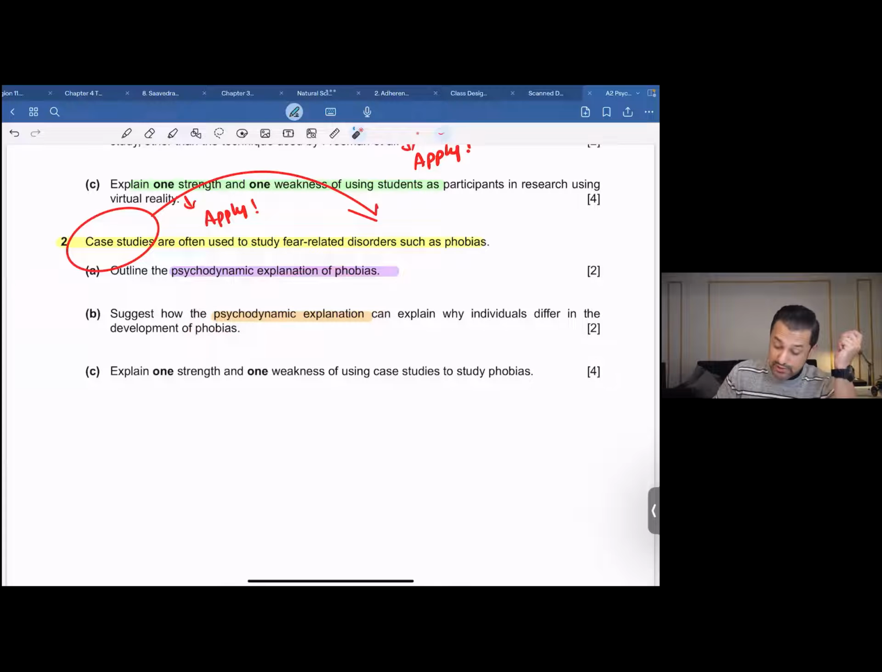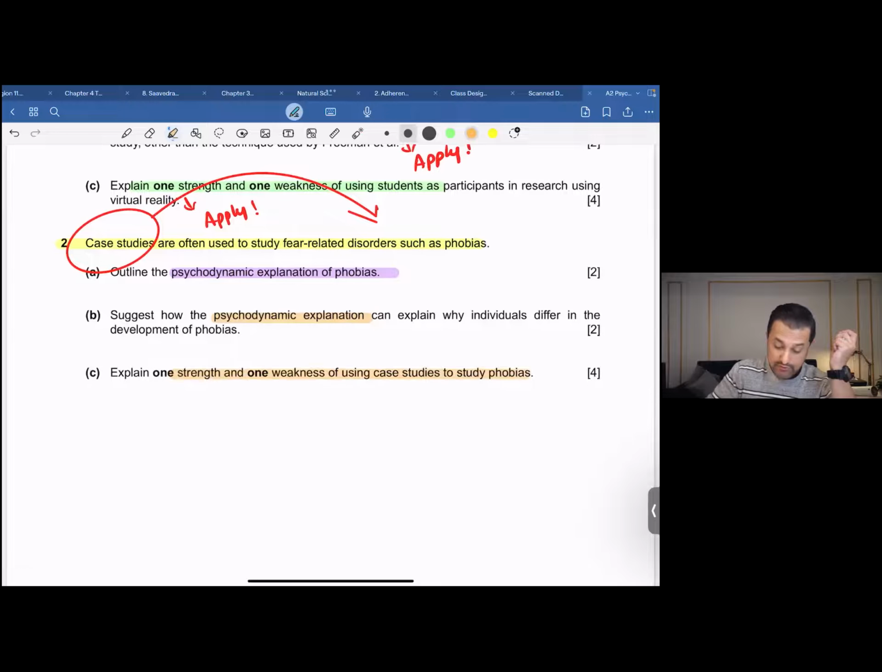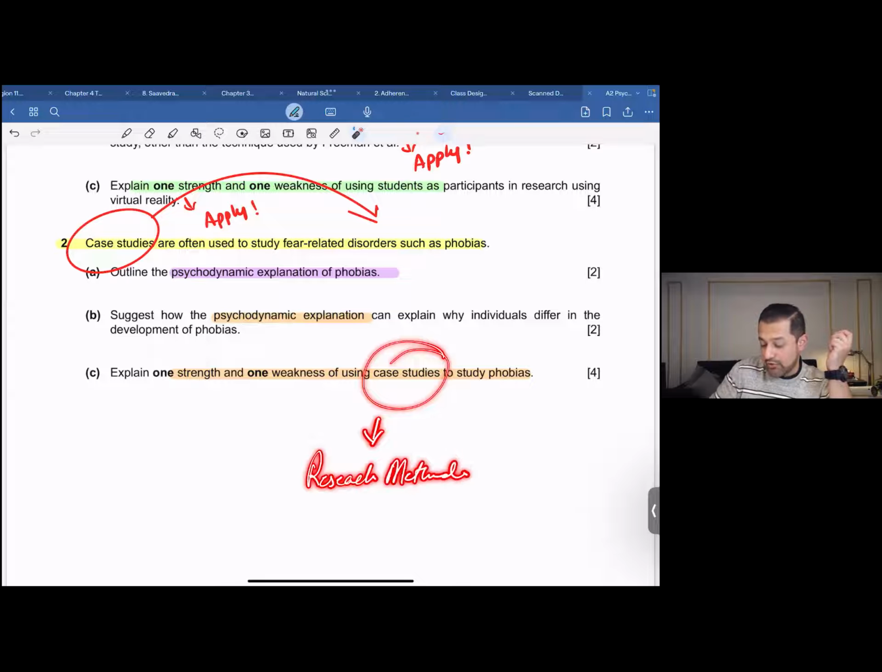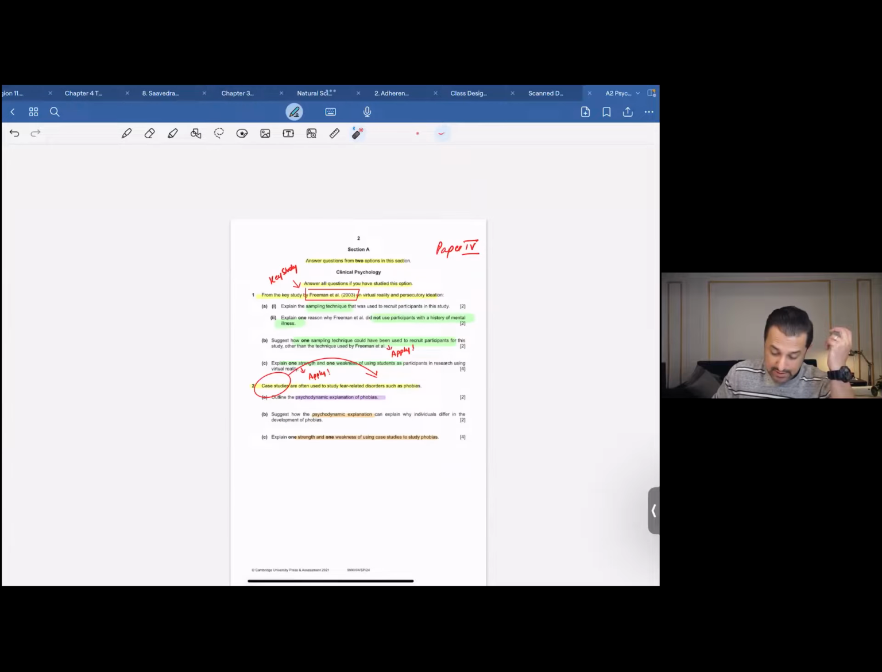Explain one strength and one weakness of using case studies to study phobia. Again, your grip on case studies from research methodology and your grip on the syllabus that is phobias. Taking this ahead, moving on.